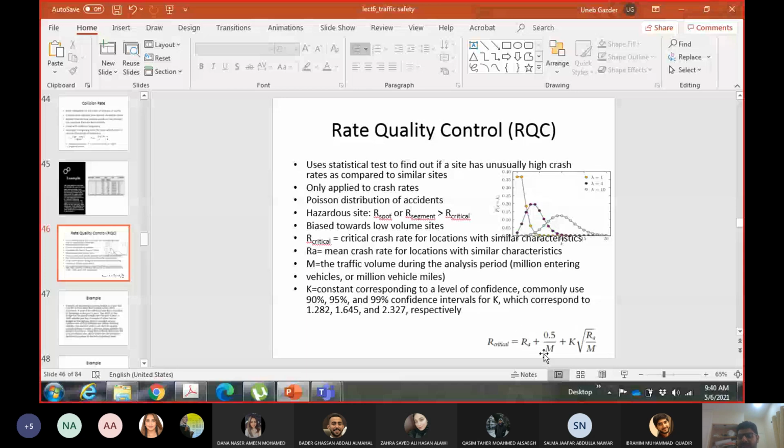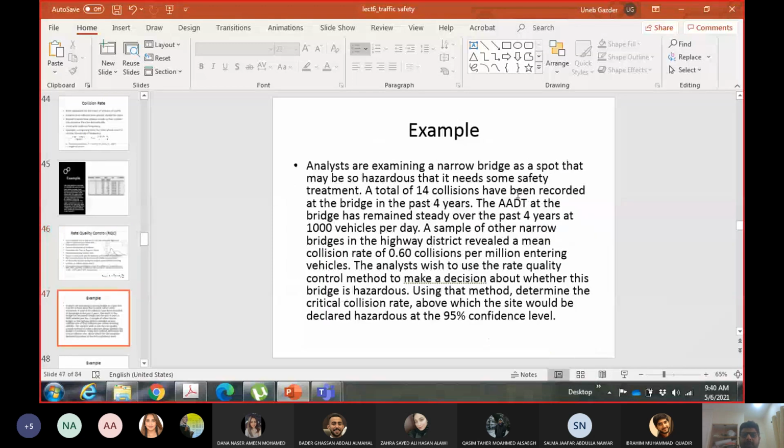So if any value is more than that, that is higher or significantly higher than the average value. Okay, let us look at a couple of examples. We are trying to examine a narrow bridge. That is considered as a spot. It's a very short bridge, and they are considering it as a spot.